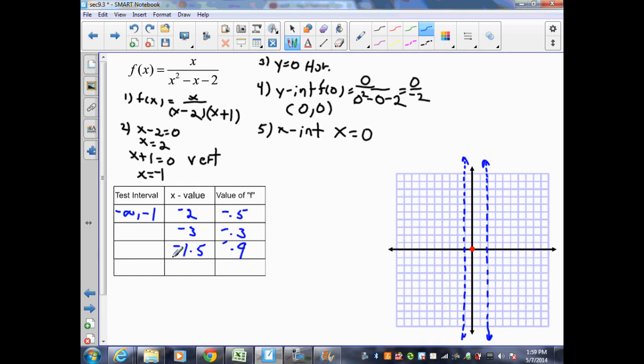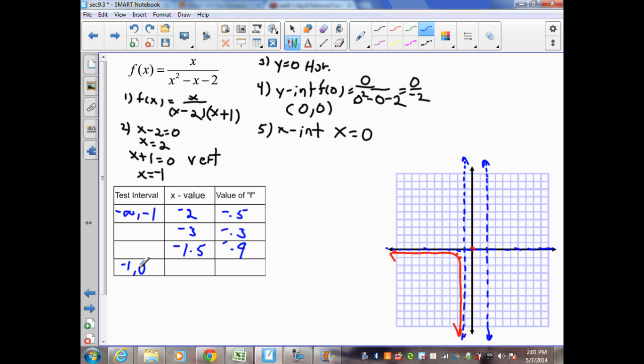Now I can plot points in those intervals, and when I do, I'm going to get (-2, -0.5), (-3, -0.3), and (-1.5, -0.9). And I can see that my function will decrease from negative infinity to -1. Now I need to find values in an interval between -1 and 0.